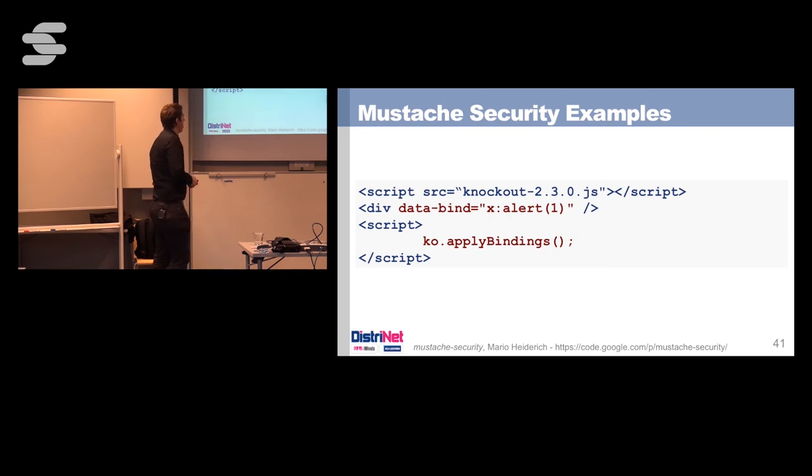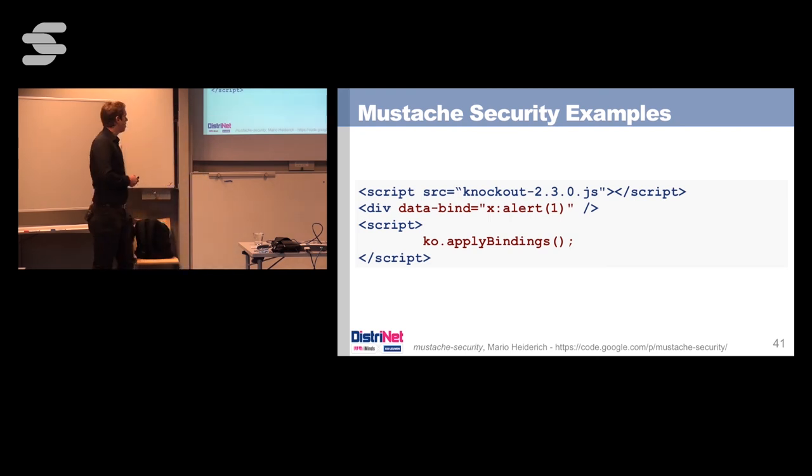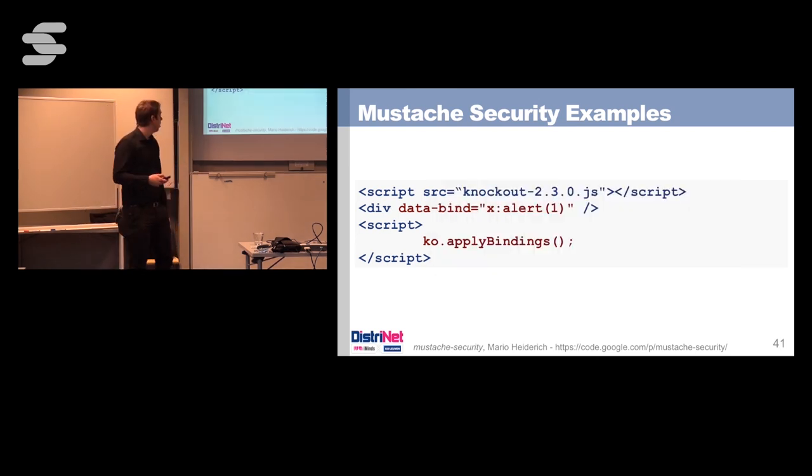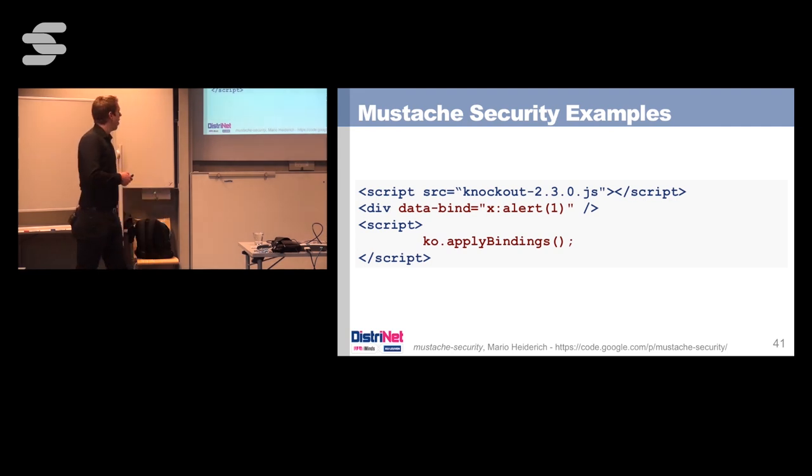And he found some serious things. This is a link to the website where you can find all the examples. This is for Knockout, one of the frameworks. Essentially, what you have here is data-bind, which binds something to the div. And by this, you apply all the bindings. And this will result in an alert, which is not good.